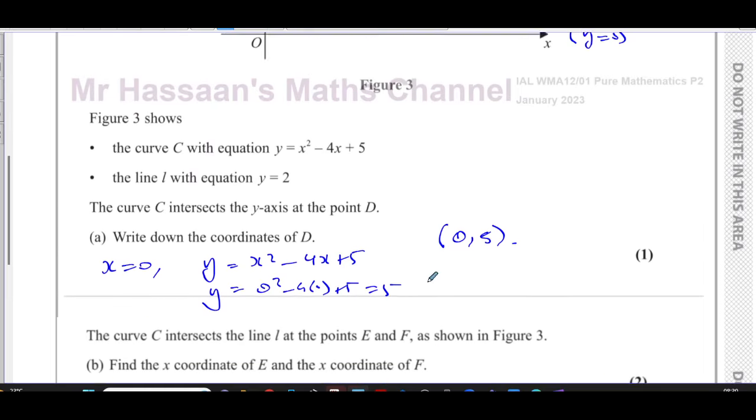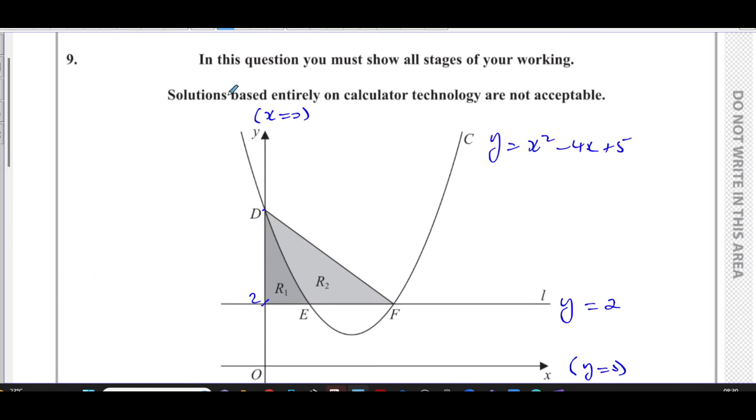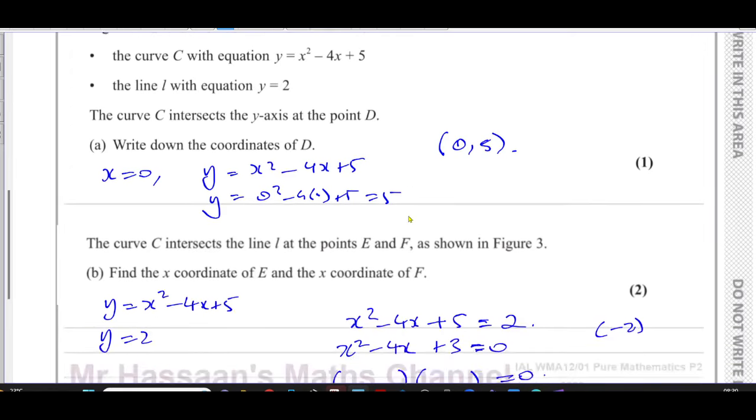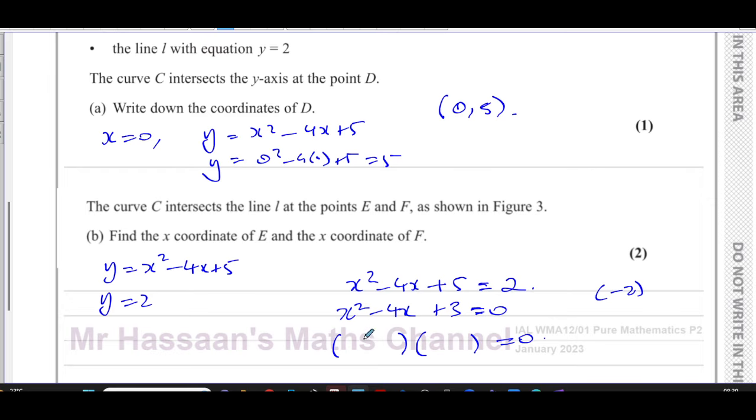This is one of the parts where they mention here, solutions based entirely on calculator technology are not acceptable. So if you were to just write down the answers, for example, x equals and x equals, because you put it in your calculator and got them using the solving polynomial function, then you will not get the mark for this question. You're liable to lose the mark, especially in P1 and P2. You should be careful, so it's always good to show that you factorized.